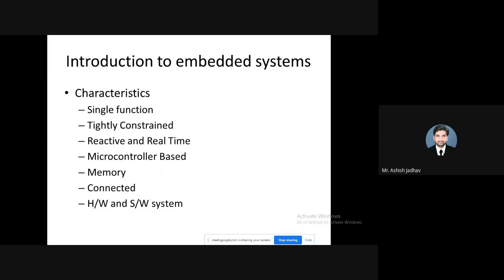Similarly, I can give n number of examples, but here we will talk about the characteristics of embedded systems. In that, I have already discussed around three characteristics in the last lecture. That is single function, tightly constrained, and reactive and real time, right? Single function means it will perform only one function. Tightly constrained means there are many restrictions on the design part of that embedded system. And then we talked about reactive and real time.